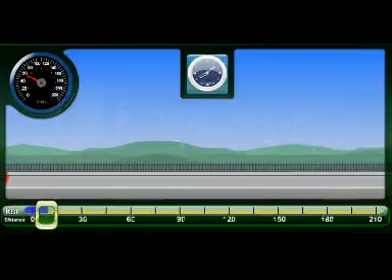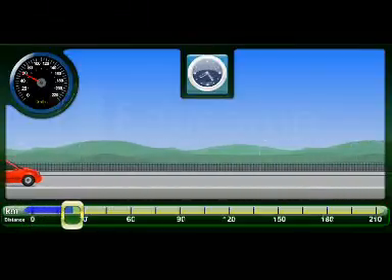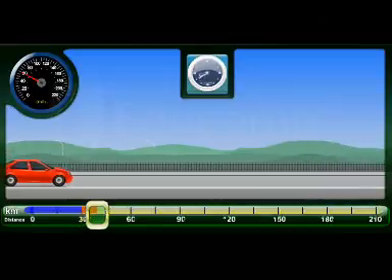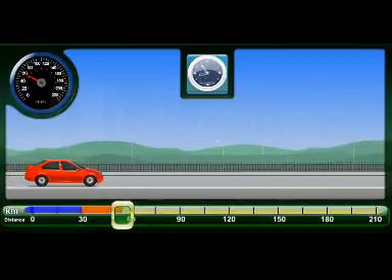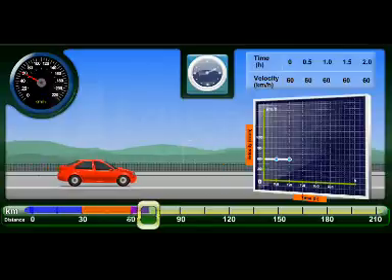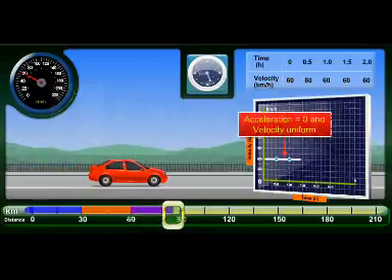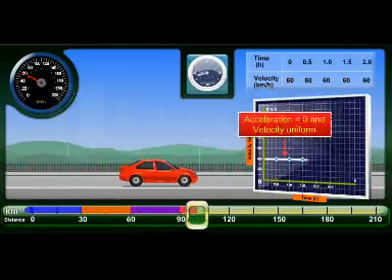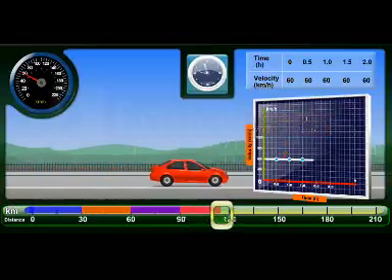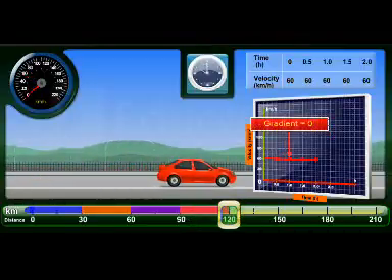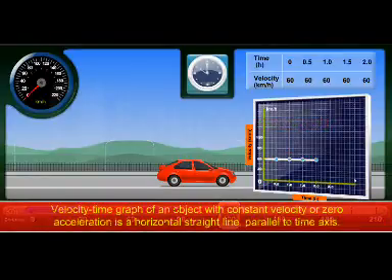Consider a car moving with uniform velocity. Since the velocity is constant, in accordance with Newton's law of motion, it depicts zero acceleration. You can see that the velocity time graph of the car is a horizontal straight line parallel to time axis. The gradient of this curve is zero, indicating that acceleration is zero. We thus conclude that the velocity time graph of an object with constant velocity or zero acceleration is a horizontal straight line parallel to the time axis.